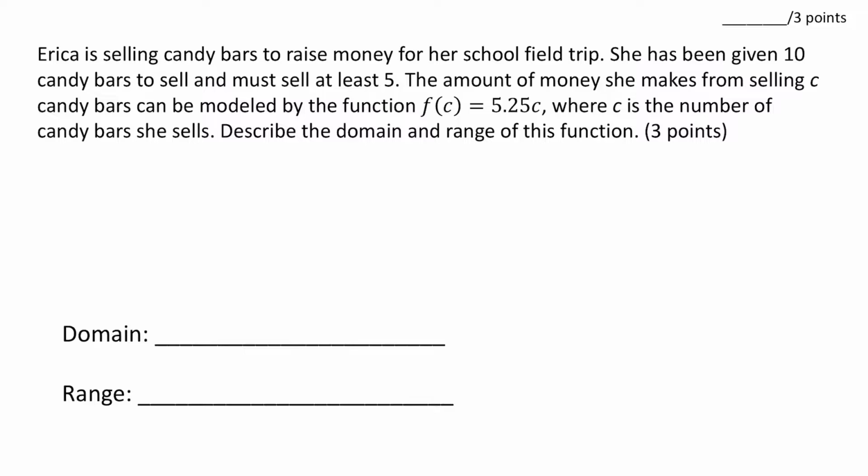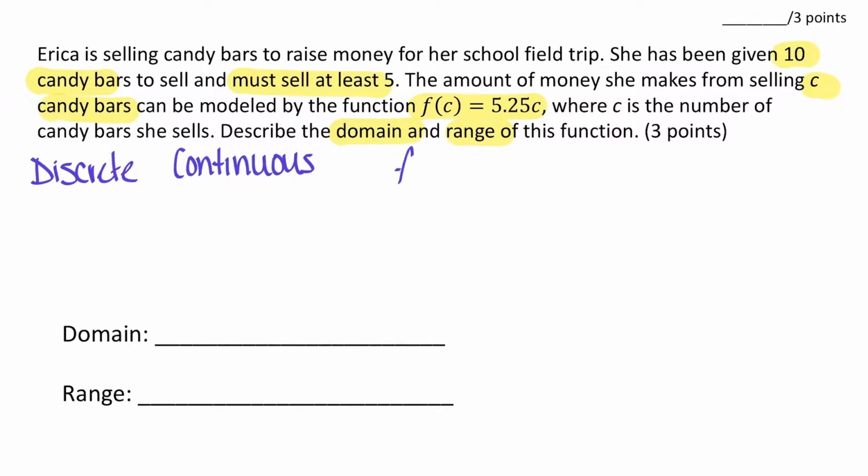So let's look at the important information we have here. She's been given 10 candy bars and must sell at least 5. The amount of money she makes from selling c candy bars can be modeled by this function, and we're looking for the domain and range. So let's look at this. Remember, first we need to discuss whether this is a discrete or a continuous function.